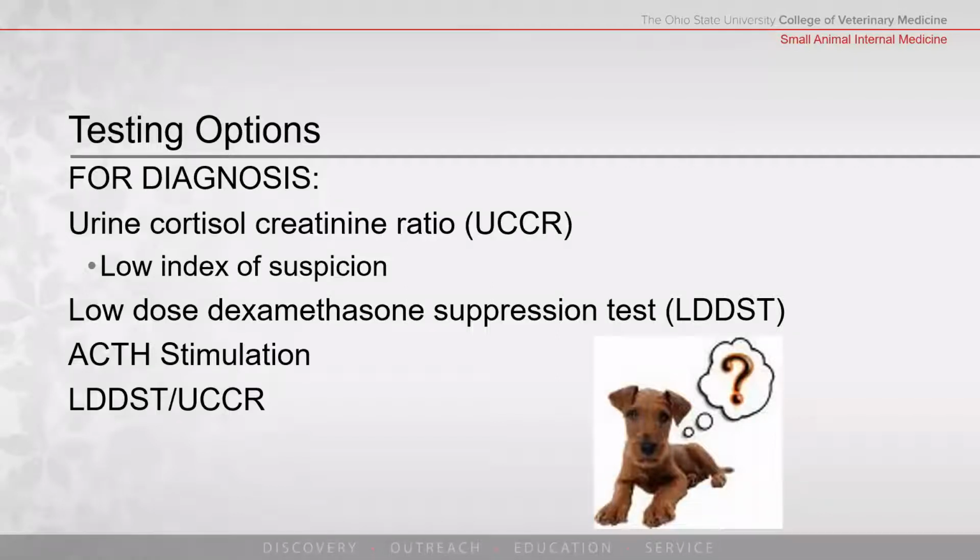If it's elevated, it doesn't say definitively the animal has Cushing's. It says now I need to do a more specific test. They could have Cushing's. And the next step after that would either be an ACTH stimulation or a low-dose dexamethasone suppression test. There is a test called the LDD, low-dose dex suppression test, and UCCR. We haven't really developed protocols that are well enough defined for that, so I'm not really going to address it, but you might read about it in journal articles. Primarily today, we're going to be talking about low-dose dexes, high-dose dexes, and ACTH stims. Next slide.